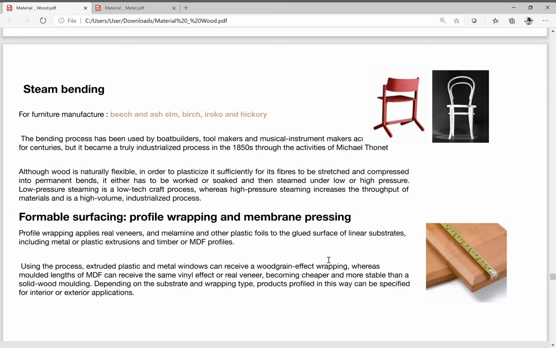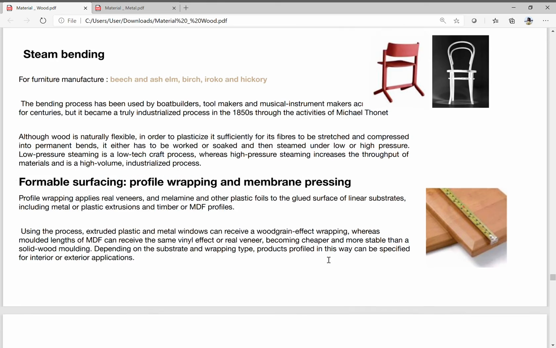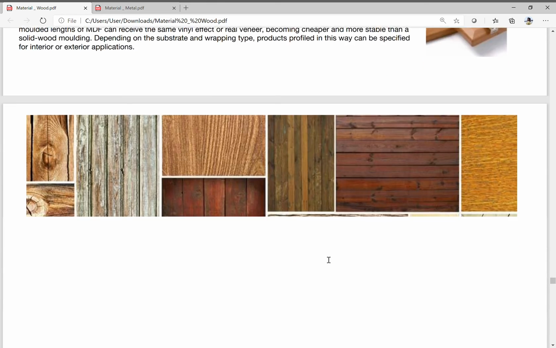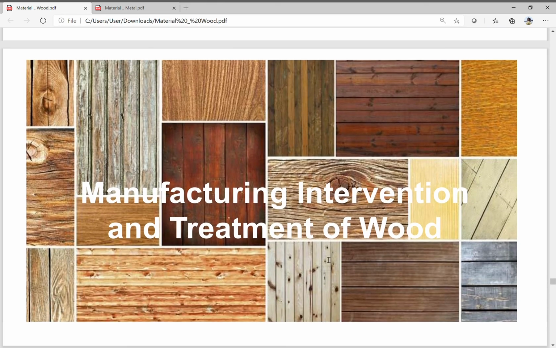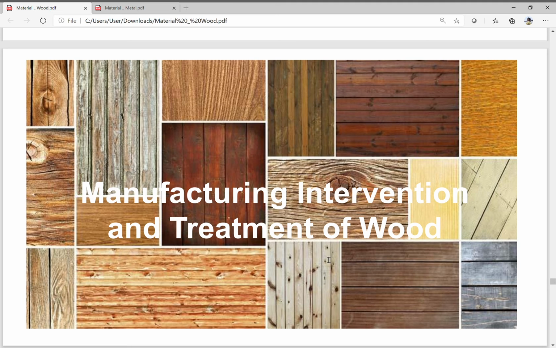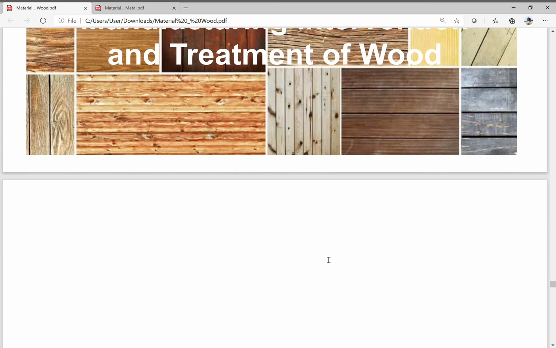You're just gonna wrap it around that substrate. Okay. All right. So next would be your manufacturing intervention and treatment of wood. So these will be just base chemicals as to what is applied in wood. Not everything is environmentally safe, or sometimes the chemical use is hazardous to your health.